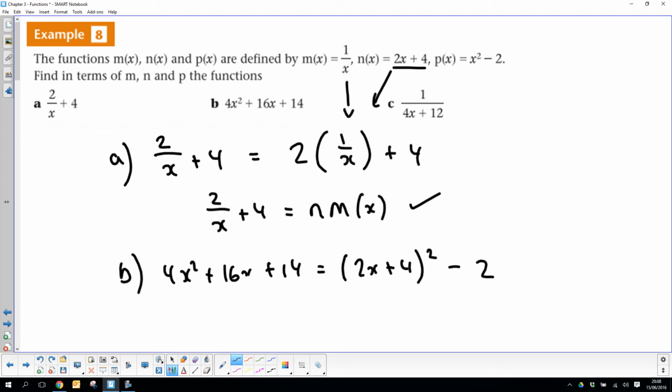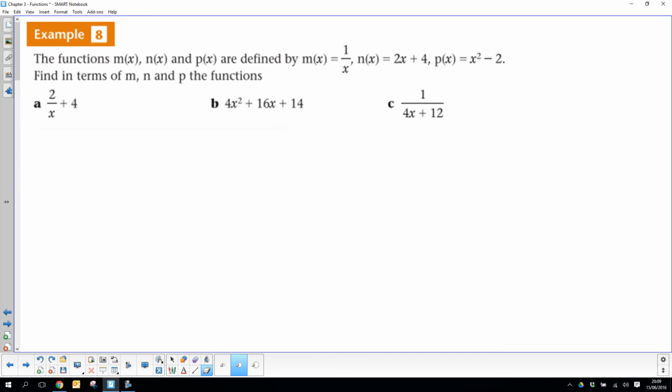So I am going to then need to minus 2. Aha! So I can see now what's going on. I've got n of x here. This part is n of x, this 2x plus 4, and then the squaring and minusing 2 is p of x. So it must be pn of x that will get me to where I need to be. So that's part B sorted. I'm just going to get rid of these and give myself a bit of room for part C.